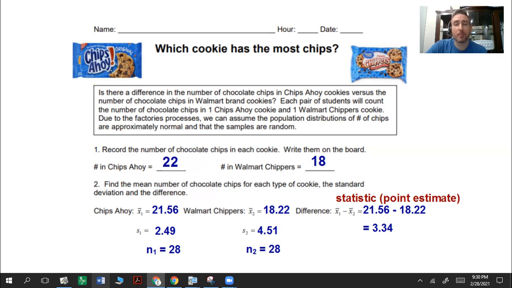That's a statistic, not a parameter. So remember that we are estimating, so we have to go a little bit above and below to get that margin of error, or to get that interval.